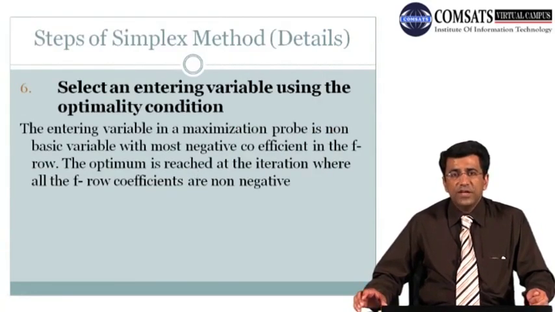Then if we are not able to achieve the optimal solution in the initial tableau, we will have to rewrite and remake the table, and we will have to find the entering variable and the leaving variable from the initial tableau as well. The entering variable in a maximization problem is the non-basic variable with the most negative coefficient in the F row. We have already discussed that in the objective function we will find the most negative value, and the corresponding non-basic variable will be taken as the entering variable.